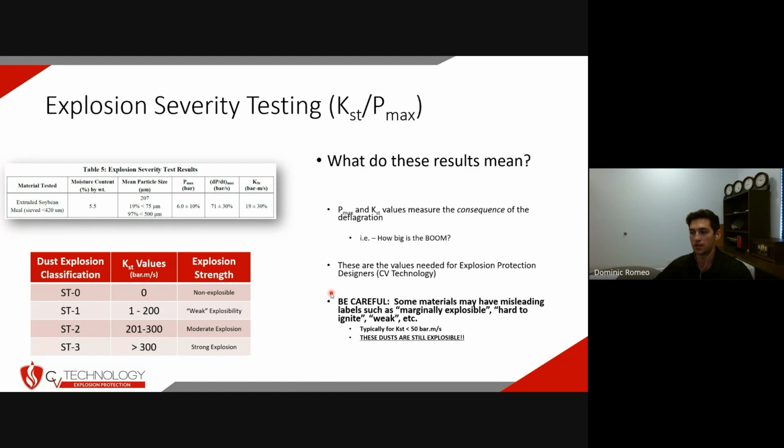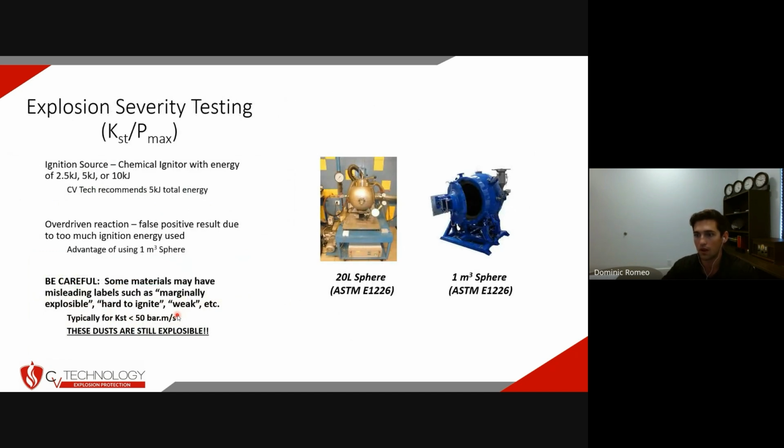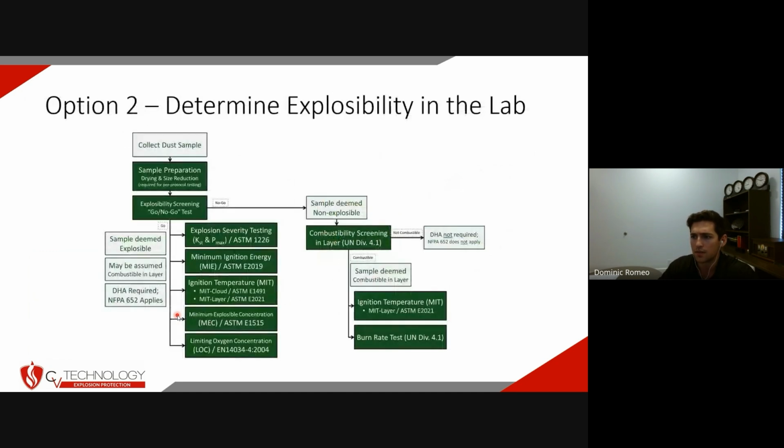One other thing I want to mention is that some dust, and typically in the agricultural industry, for example, most dusts are in this ST1 category. So KST values between 1 and 200, and that's determined as a weak explosion per NFPA. But the main gist here is these are still explosible and these are still dangerous dust. They just don't explode as quickly as some of these higher KST dusts. And I'll skip this slide for now.